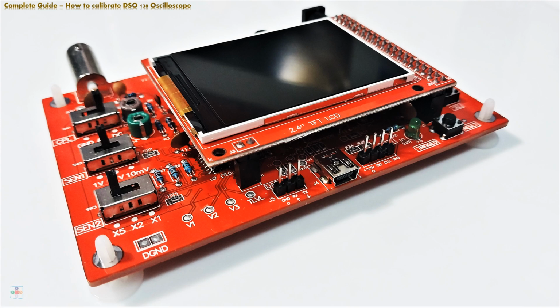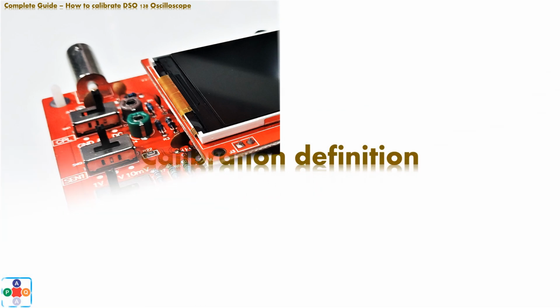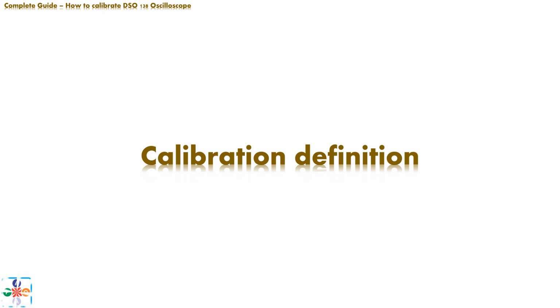In this video we will demonstrate how to calibrate the DSO-138 oscilloscope. So, let's get started. Calibration is a process or method aimed to ensure that the device is working correctly and providing accurate measurements. It is important to calibrate your oscilloscope, so that you are confident that your measurements are valid.